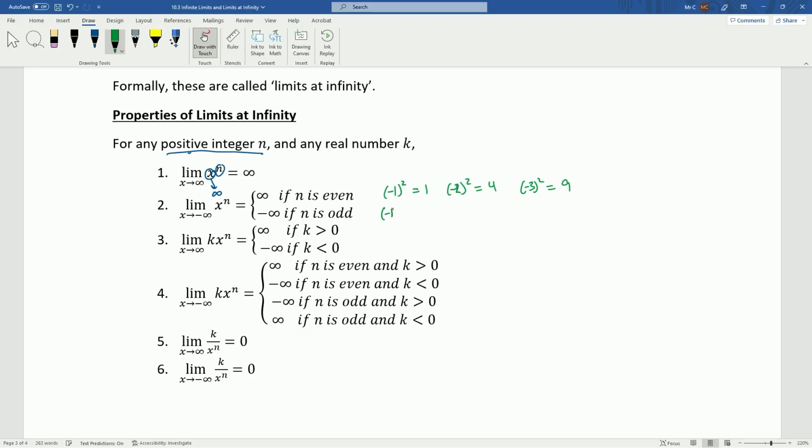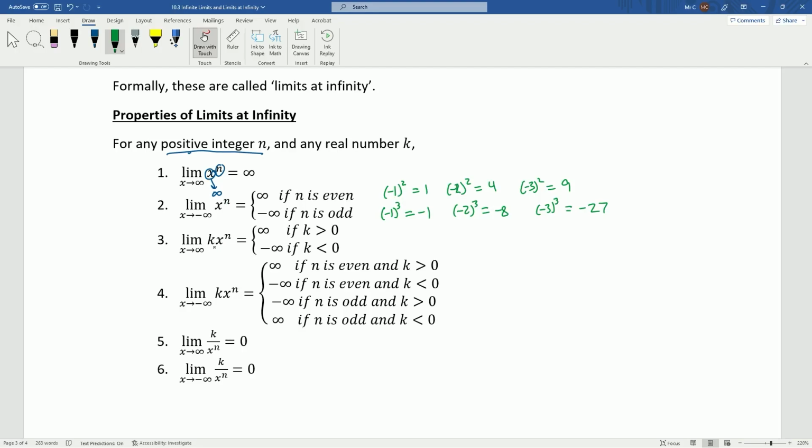But if I had, say, a cubed term, negative 1 to the 3rd power, that's negative 1. Negative 2 cubed is negative 8. Negative 3 to the 3rd power, that's going to be negative 27, right? So in this case, your outputs will always be negative values that are growing in magnitude, so we get negative infinity for any odd power there.